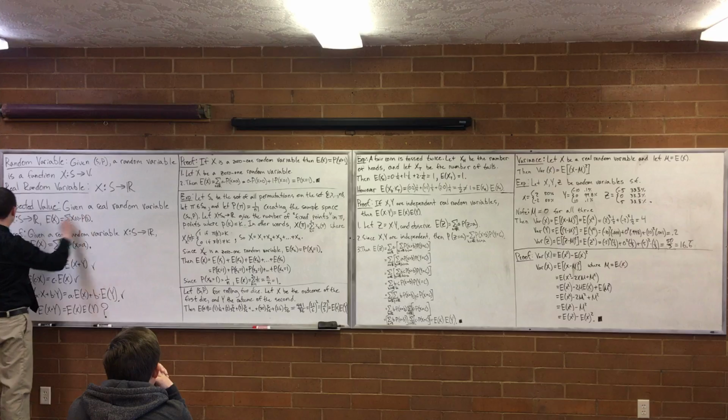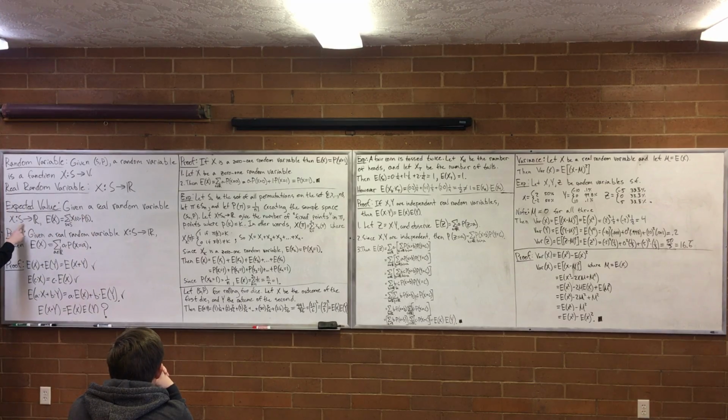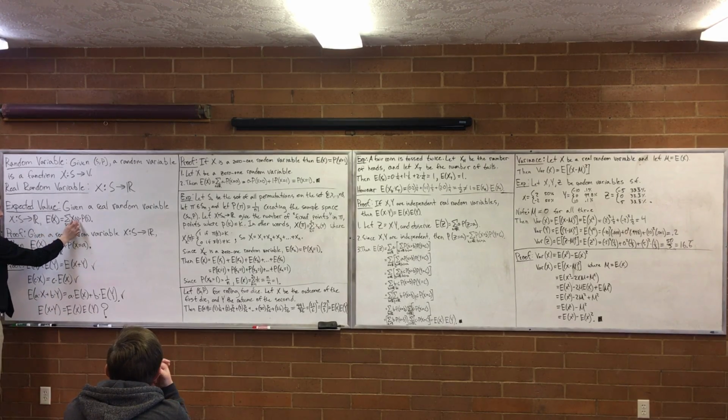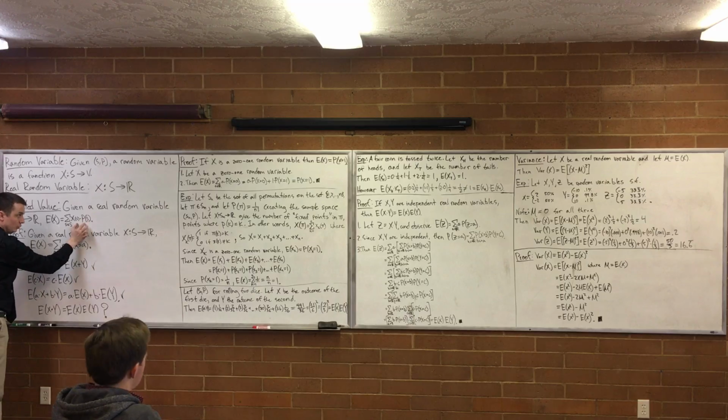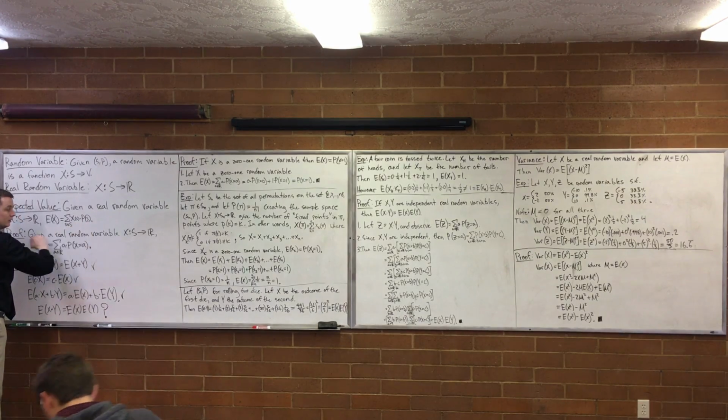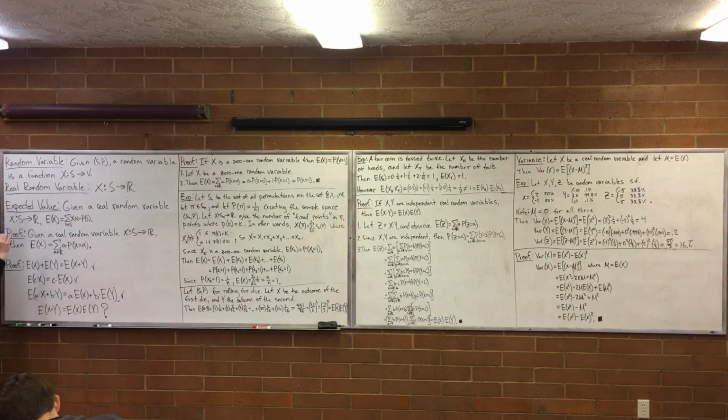So if we have a real random variable X from our set of possible outcomes to R, the definition of the expected value is the sum of X(s) times its probability for every possible outcome. Okay. Take the real value times its probability and do that for every possible outcome. Sum those up. That's your expected value.